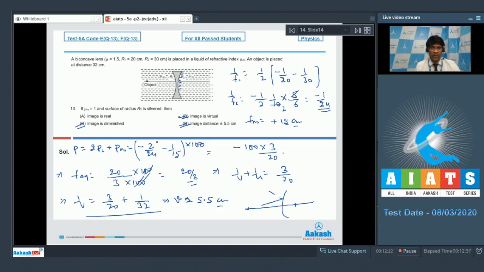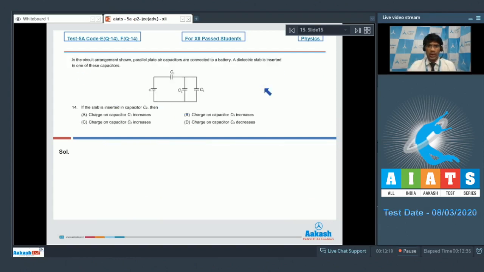Now let's proceed to question number 14. Here we are provided a paragraph based on which question number 14 and 15 are there. In a circuit arrangement shown, parallel plate air capacitors are connected to a battery. A dielectric slab is inserted in one of these capacitors. Now in question number 14, if the slab is inserted in capacitor C2, then? Well, we know that in a series combination with the applied potential difference, voltage drop will be higher for the capacitor having the lower capacitance.